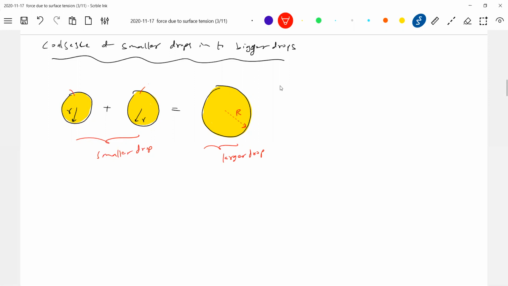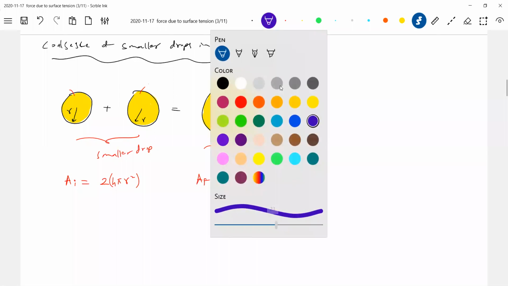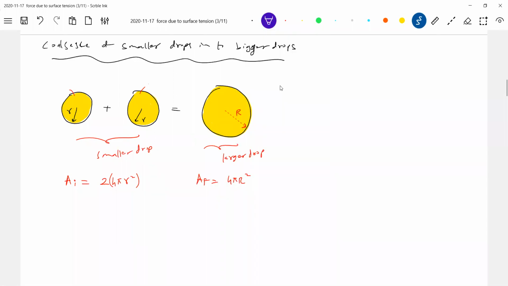Okay, let's calculate the initial surface area. AI should be equal to how much? 2 into 4 pi r square. Do I agree? Final surface area 4 pi R square. Now, what can you say about the overall mass? Mass should be considered, no? So initial mass should be equal to final mass. Nothing will happen to mass, no?